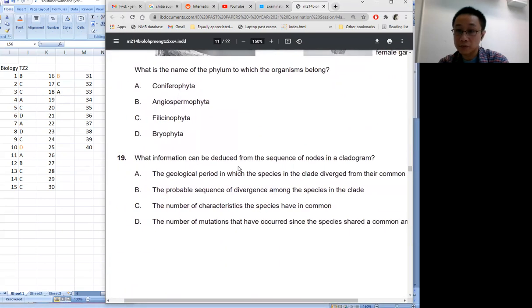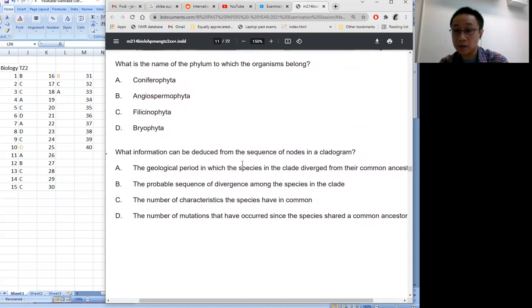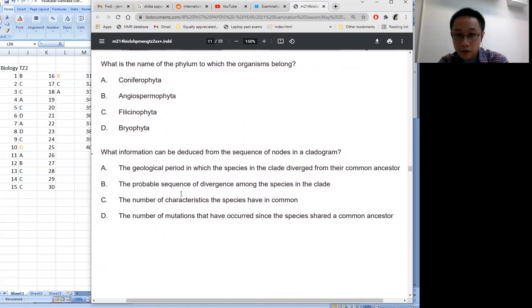19, what information can be deduced from the sequence of nodes in a cladogram? So each node represents a divergent event. In a cladogram, based on what information? With the sequence of nodes, okay, not the number of nodes. So the number of nodes may be more related to the number of mutations. Not the period, because it has to be the position of the nodes. Like if they drew the cladogram with the branches to scale, then yes, period.